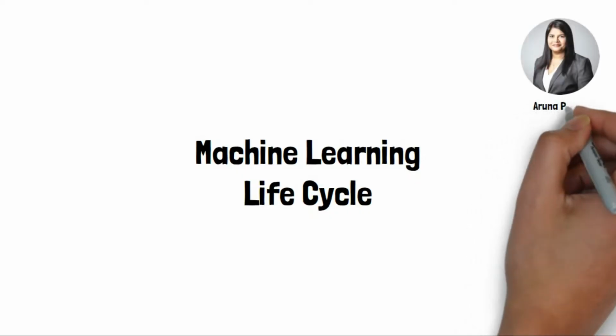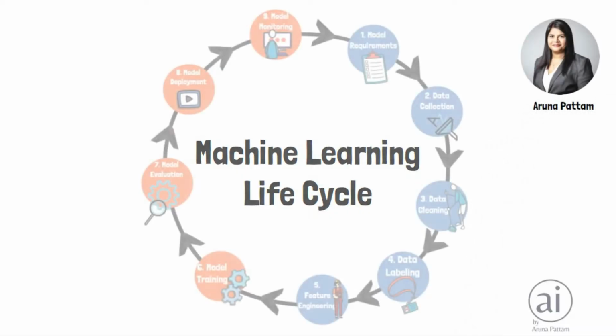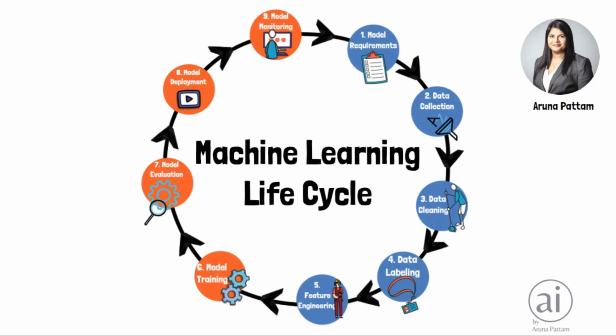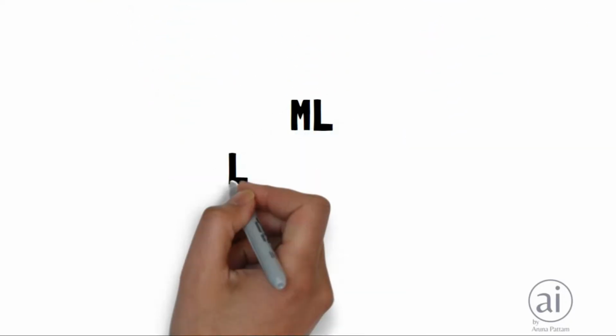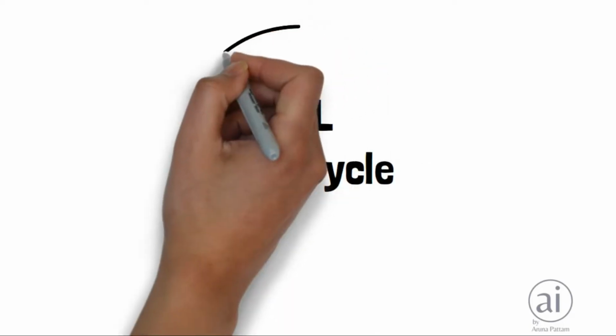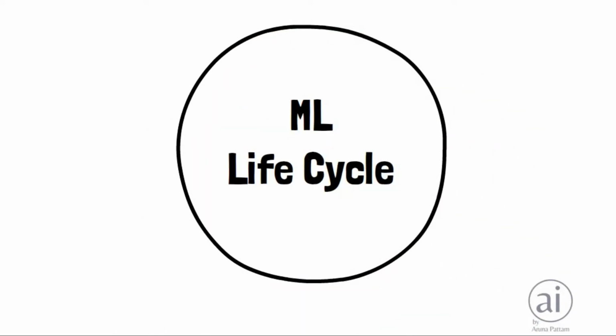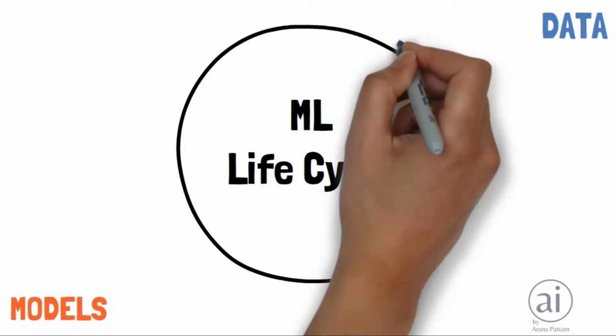Hi, this is Aruna Pattam, and in this video, we are going to look at the end-to-end machine learning life cycle. The machine learning life cycle is a cyclical process that any data science projects follow. They broadly come under two categories, data and model, and each of them have a series of steps that we need to take when building a machine learning model.